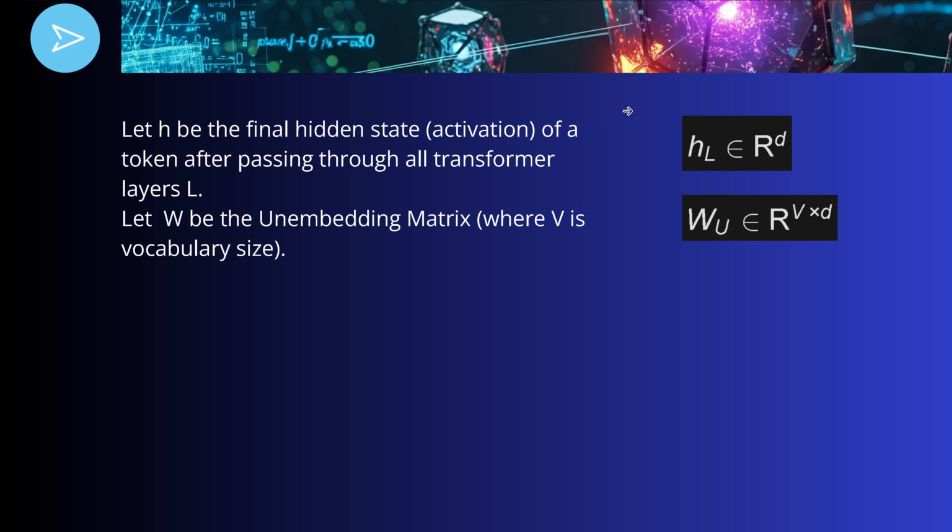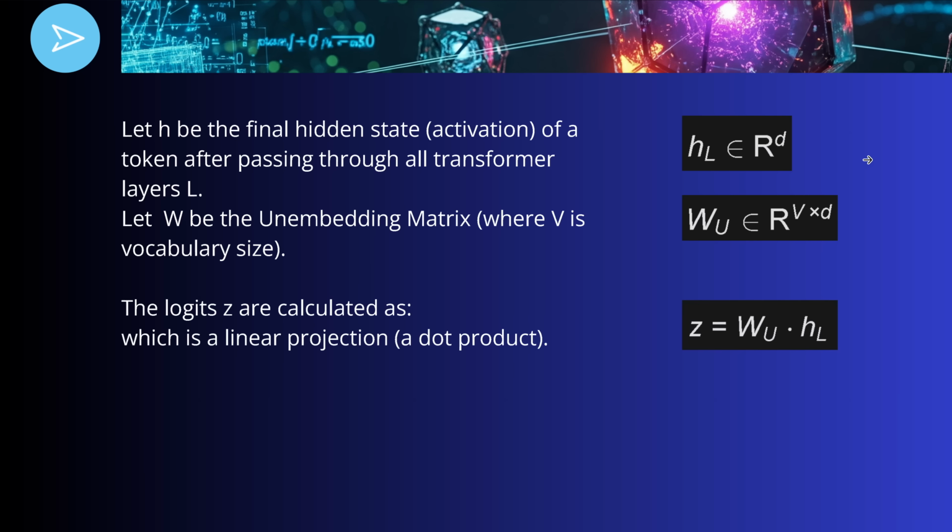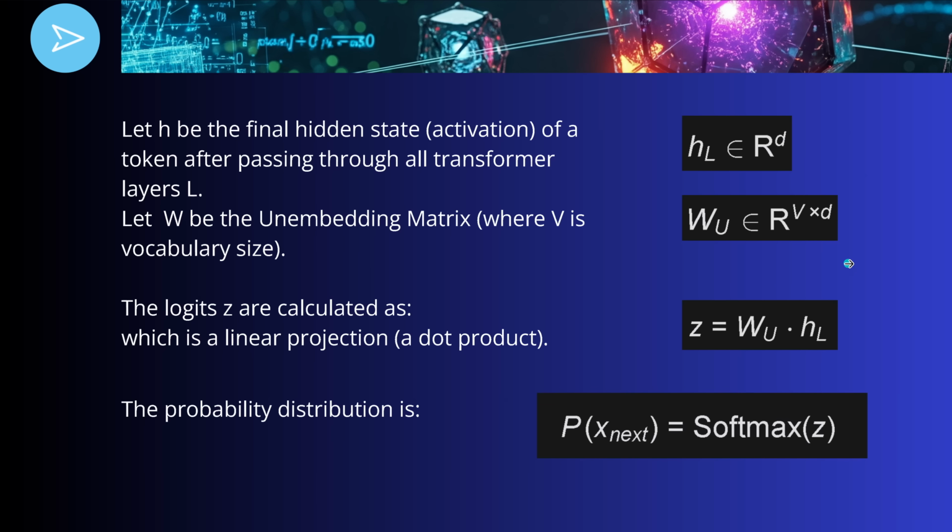If you want a little bit of a deep dive, let H be the final hidden state, the activation of the token after passing through all the transformer layers L, and let W be the unembedding matrix, where V stands for the vocabulary size. Now you know what we're going to do next, no? The logits are calculated as a dot product between these two elements. Now a dot product is a linear projection, it's nothing else, no? And the next step in our transformer architecture is just to calculate the probability distribution. But you know that this is just the softmax function of our logits. So you see, we have everything about the probability distribution.